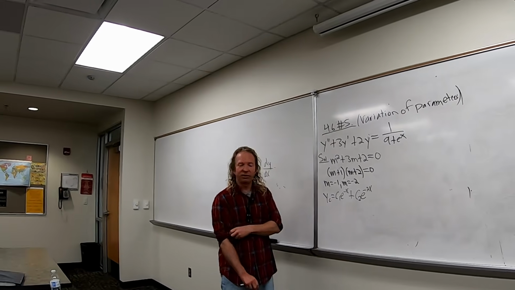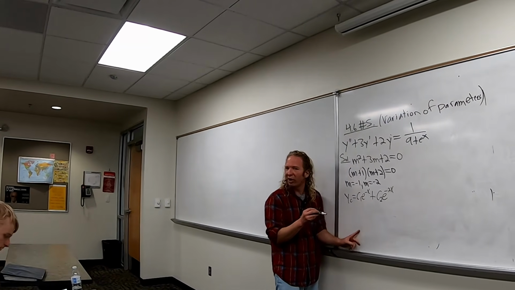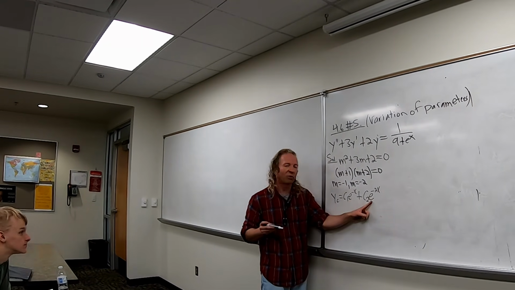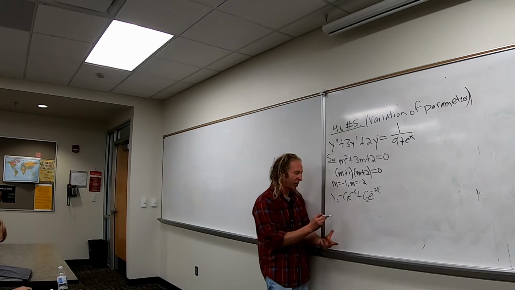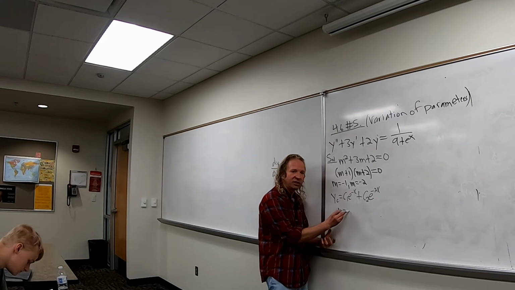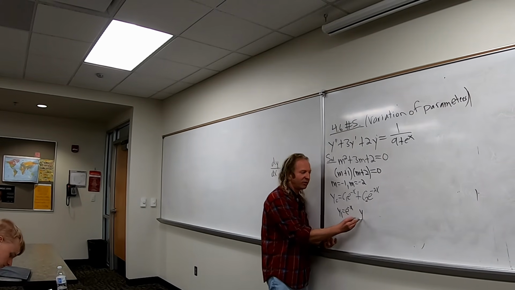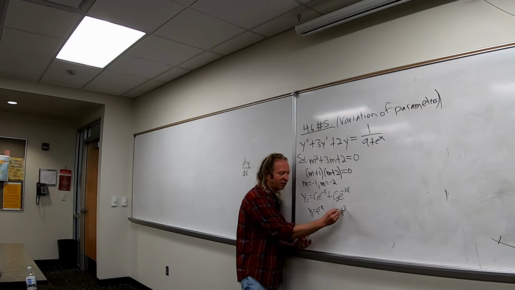So y equals C1 e to the negative x plus C2 e to the negative 2x. Very good. The only time you add an x in front of it is when you have repetition, which might not even come up. Now we have to identify y1 and y2. If you mix them up, it's okay. So y1 is e to the negative x, and y2 is e to the negative 2x.